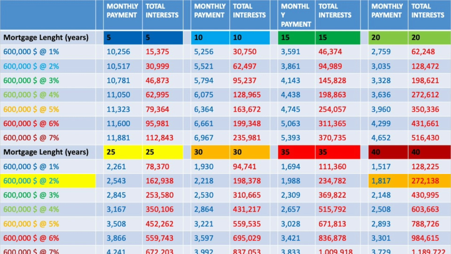If the interest rate is 2% high, and we select a 40-year mortgage, we have a monthly payment of $1,817, and a total interest amount of $272,138. Highlighted in yellow, you see that the total amount of interest is higher than $600,000. This means that in these cases for a $600,000 loan, you pay back to the bank more than $1,200,000, in the worst case even about $1,800,000.